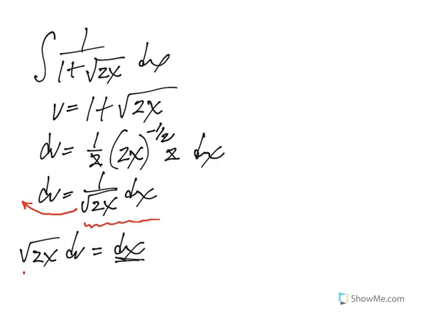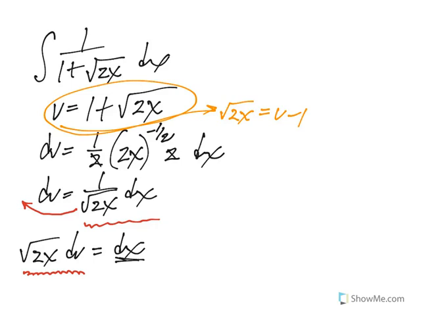Now, the issue with this side here is that I've got u's and x's mixed together. So just like normal u substitution, it's nothing more than an algebraic trick to replace every x with a u. Well, check this out. I know that this line right here can be easily solved for root 2x. So my root 2x turns out to be u minus 1. And u minus 1 can go right here.